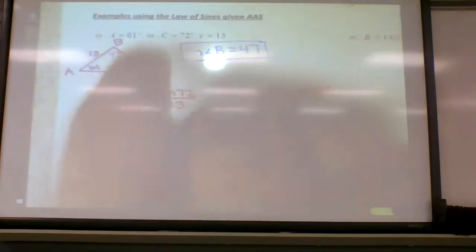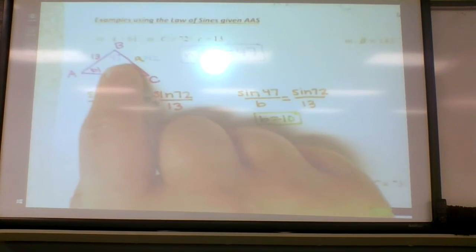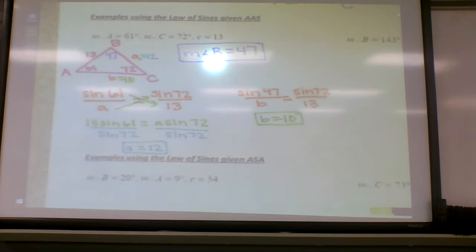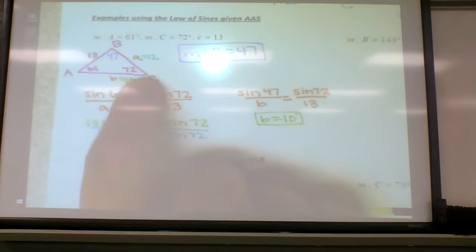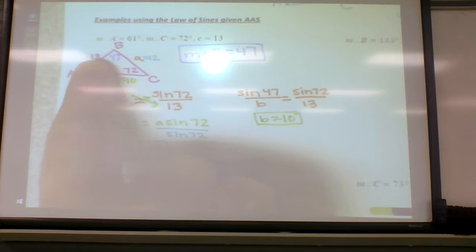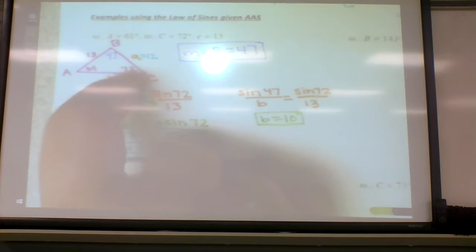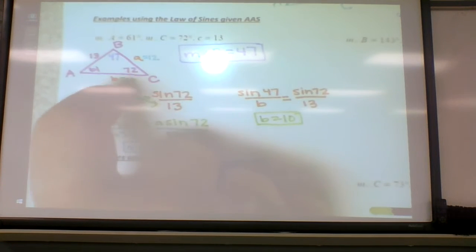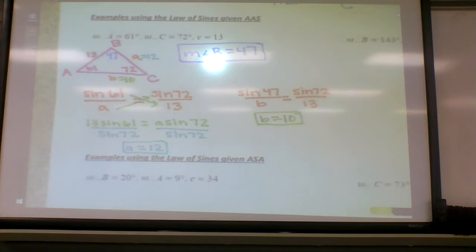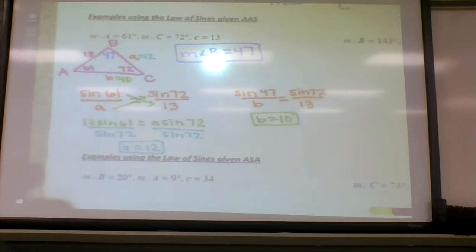By the way, if you ever want to check your triangle just in general to make sure that it makes sense, the biggest side should be across from the biggest angle, and the smallest side should be across from the smallest angle. So your biggest angle is 72, and your biggest side is 13, right? So that makes sense, and then your smallest angle was 47, and your smallest side was 10. So the biggest side is across from the biggest angle, the smallest side across from the smallest angle. And it should work out that way. If not, you made a mistake somewhere. That's like a rule of a triangle.